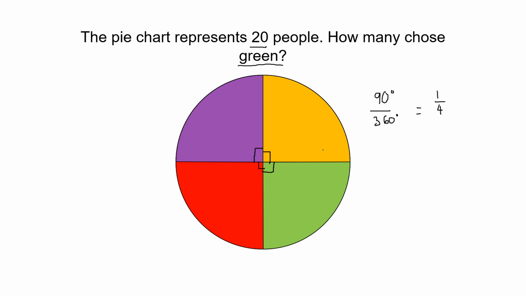Now it asks you how many chose green, so we know that 1/4 of the 20 people chose green. So we're going to do 20 multiplied by 1/4, and it gives us an answer of 5. Another way you could have also done it is because it's split into 4, or you know that the green is 1/4, you could have done 20 divided by 4, which would have also given you an answer of 5.